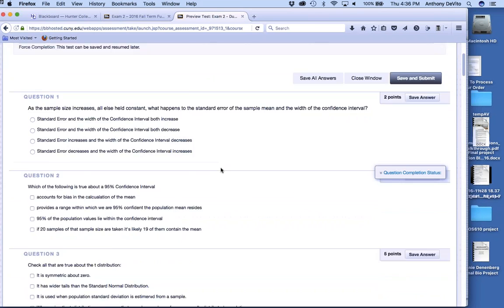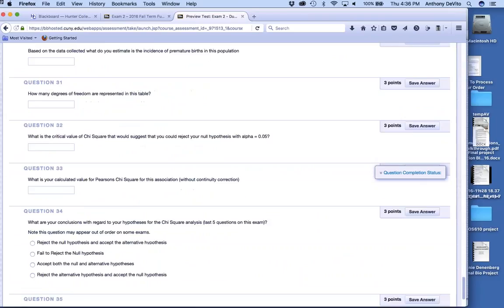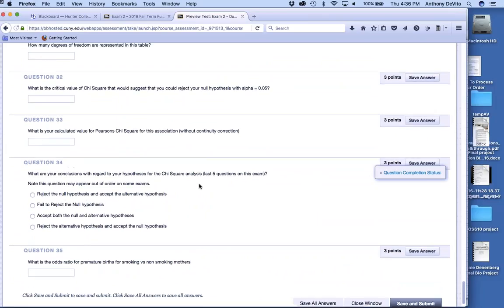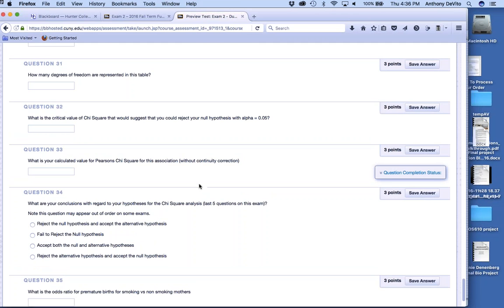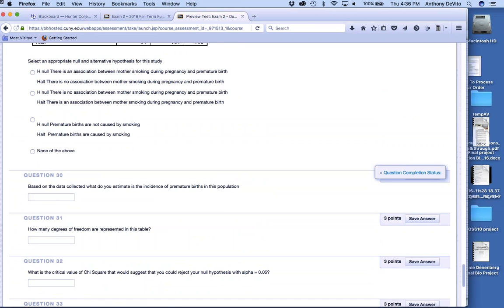I don't think this will show any answers here. Good. So problem number 34. Okay, what are your conclusions with chi-square? Last 5 questions on the exam. No, that's not it. I'm sorry, which one?